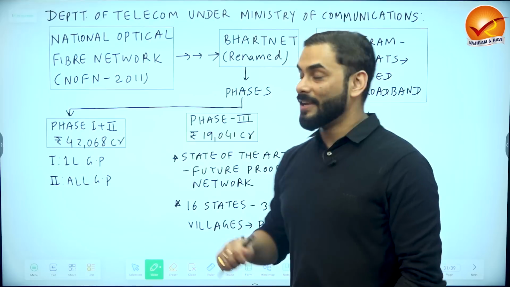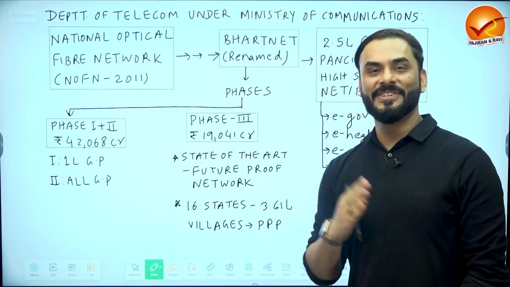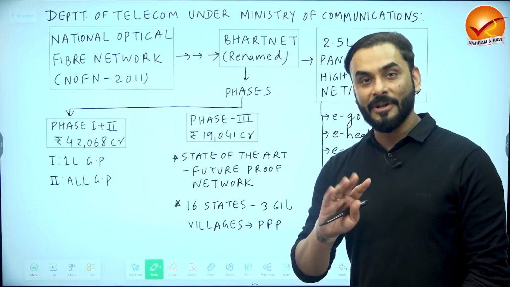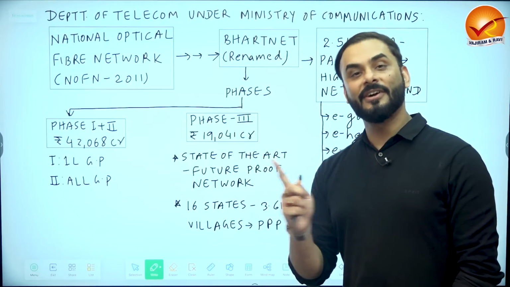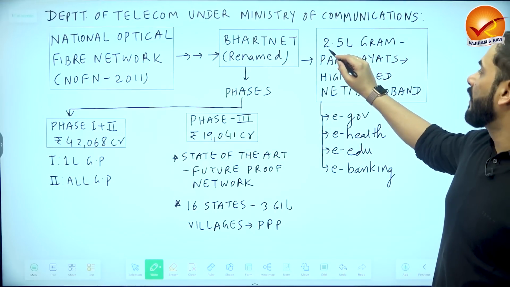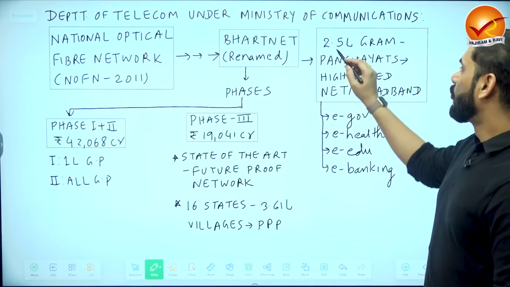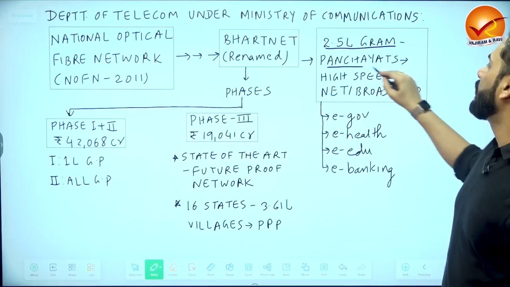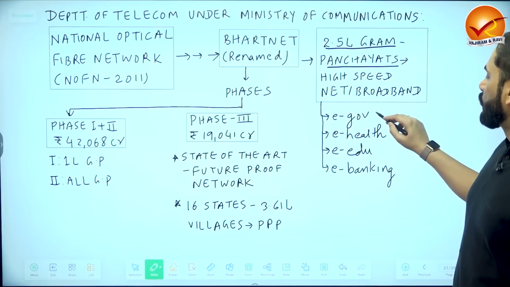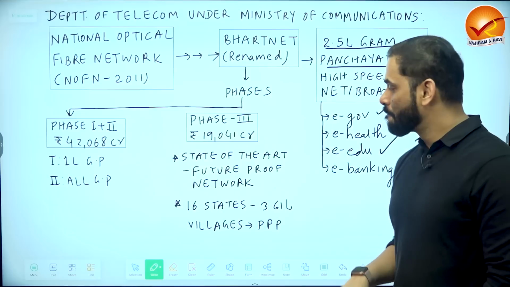Its name was changed and it was called BharatNet now. Alright, so its name has been changed. Now when BharatNet was created, the ultimate objective is same, to improve internet connectivity across India. So when the name was changed, the Government of India said that they want to take good internet connection, broadband connection to 2.5 lakh gram panchayats of India. And why do they want to do that? Because the government wants to promote e-governance, e-health, e-education and e-banking through internet.